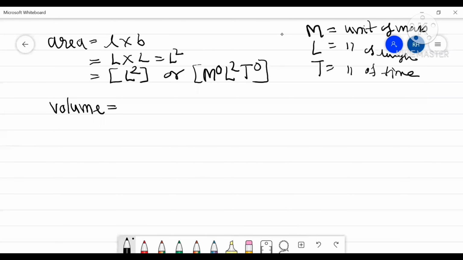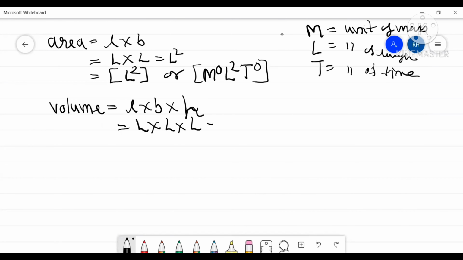Now come to the volume. Volume formula I consider as length into the breadth into the height. We can also write the pi r square h value of it, the cylindrical formula, but basically we can say LBH. Now this is the unit of length, capital LBH: L, L and L. Is it clear? This L is the length, this L is the breadth, and this L is the height.